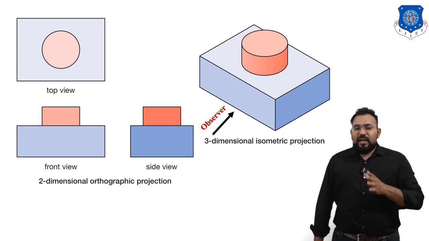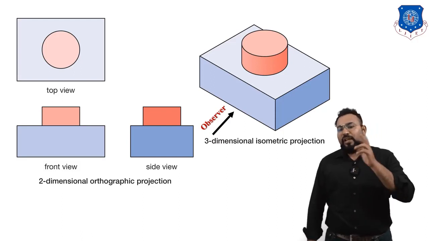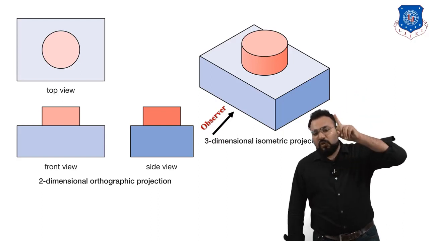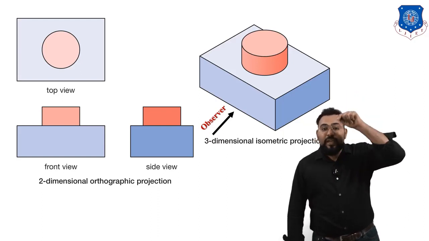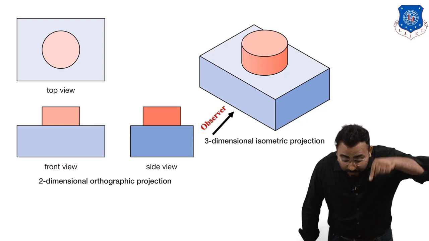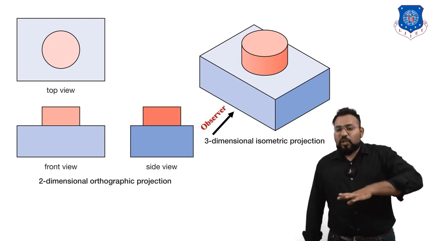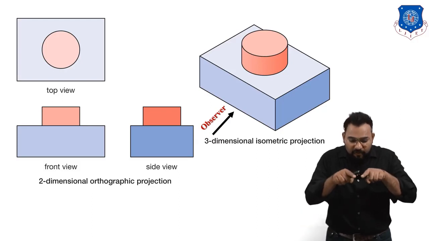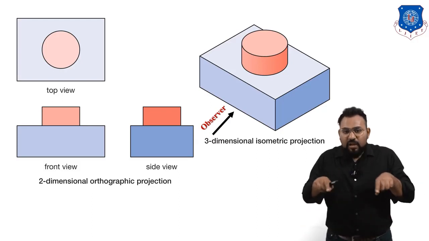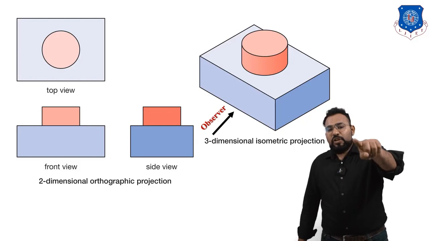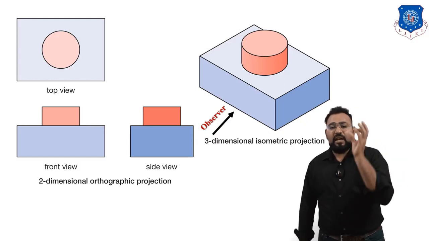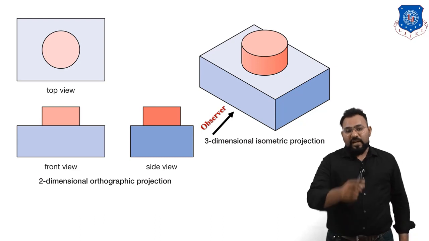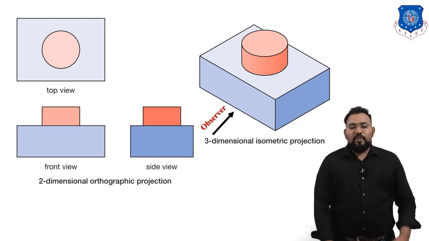Now see the top view. For the top view, you have to see the object from the top. So now the observer is looking at this object from the top like this. How is this object going to look? First you can see one big rectangle. You can see the top view, the 2D drawing, with one big rectangle, and the top portion will look like a circle. So the top view is going to look like this.